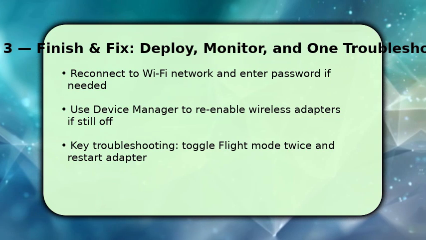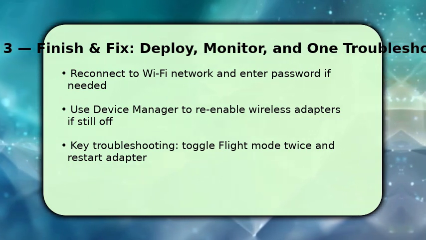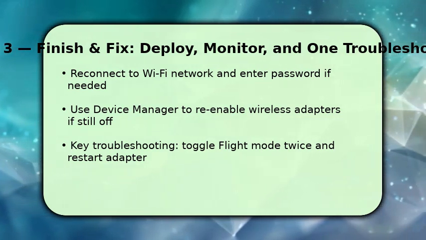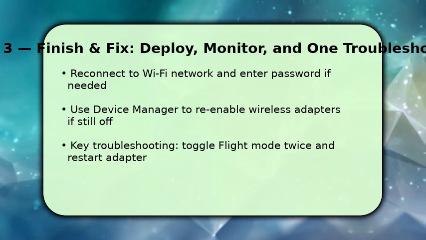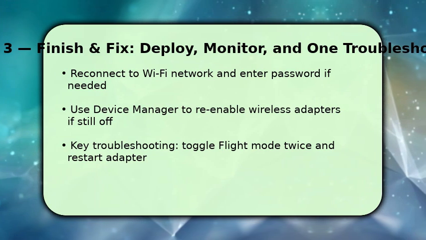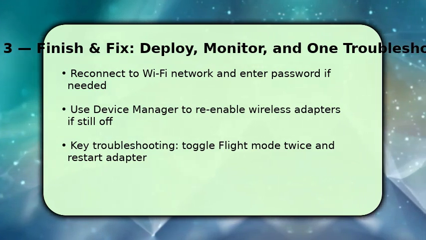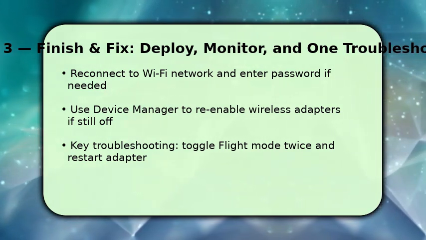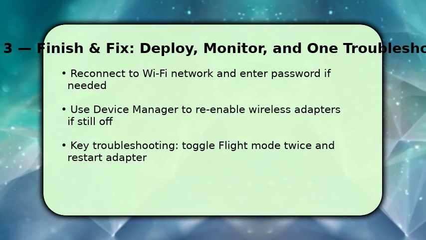If wireless still appears disabled, open Device Manager, expand Network Adapters, and right-click to enable the wireless device. A driver reinstall can help. As a quick troubleshooting tip, toggle airplane mode off and on once more, then restart the laptop. This often resets the radio.